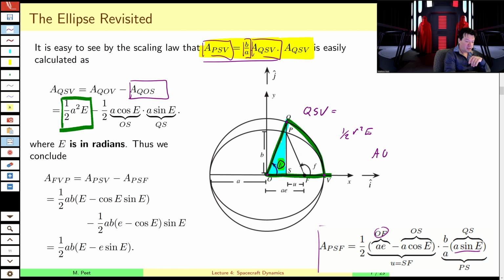The area of QOS is 1/2 base times height. The base here being OS, the height, which we already found earlier, and the height here being QS, which I believe we actually also found at some point. So let's just figure out what those are. 1/2 OS. OS here is just A cosine E. And of course the height is A sine E. That's that bit right there, QS.